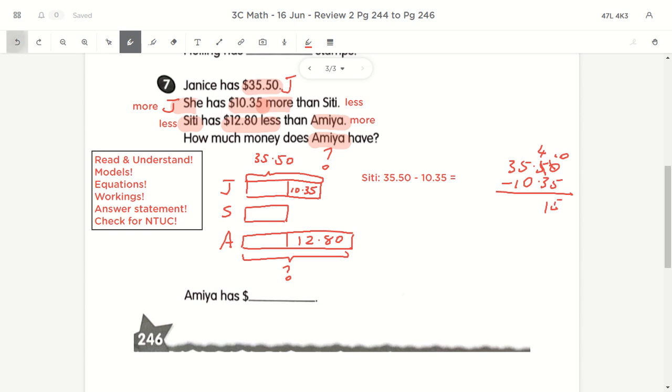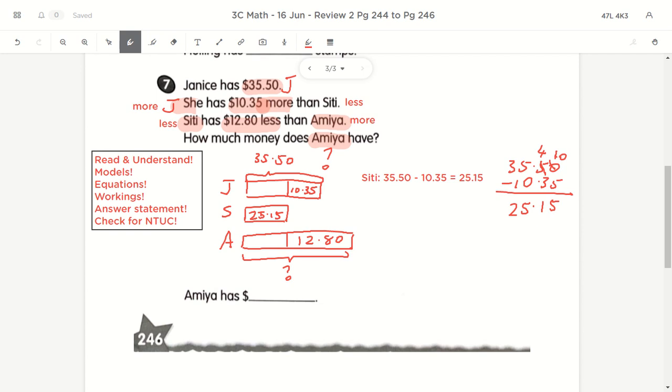Let's write properly. This becomes 10. So this is 5. This is 1. This is 5. And this is 2. So now you know that Siti is $25.15. Look at the model. Janice is this much, $35.50. Janice has more. So in order to find Siti, you minus off the $10.35, you get $25.15. So now I know that this is $25.15. You can always update your model.